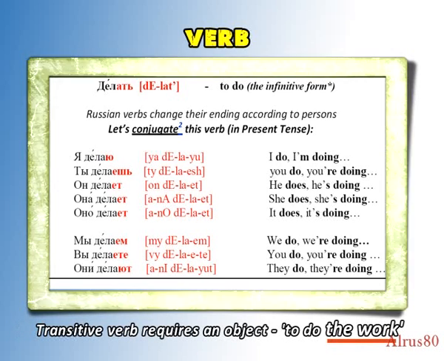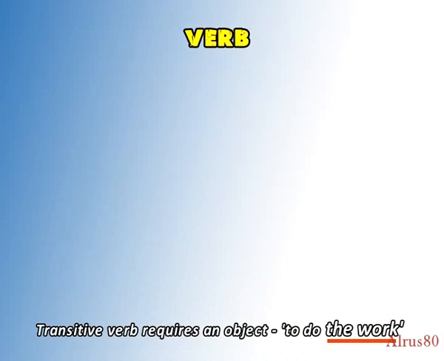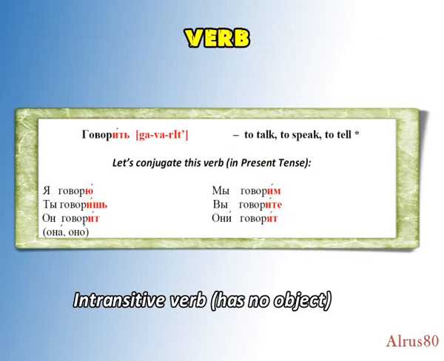Verbs may also be transitive or intransitive. Transitive verbs require an object, whereas intransitive ones don't. The verb говорить is an intransitive one. Let's conjugate this one too. Говорить. Я говорю. Ты говоришь. Он говорит. Мы говорим. Вы говорите. Они говорят.